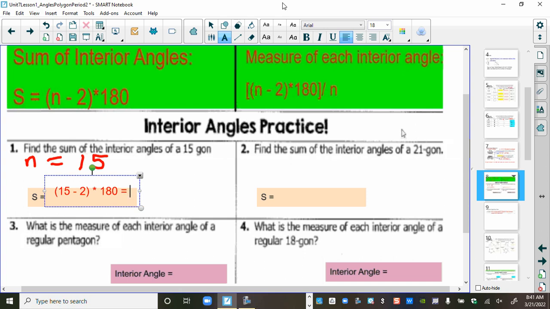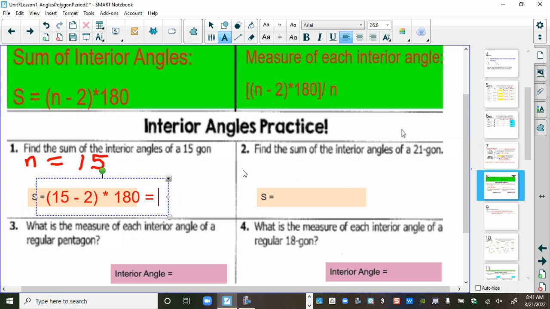If you type it in, I'll make it bigger for you all. That's the quickest way. Type it in. That's how you're going to get your answer. That's all the math you really need to do. Anybody get a number? How much? 2340, yes or no?